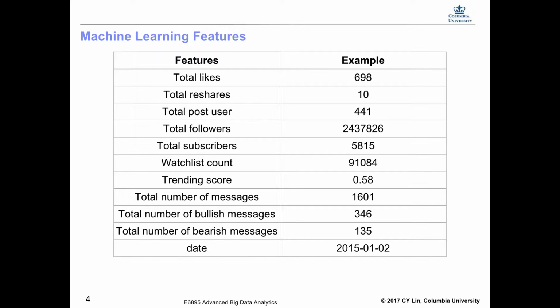Here are all the features that we used. For example, the total likes of the whole day, how many people shared it, how many users posted messages related to this stock, the number of messages that get posted, the total number of bullish messages, and the total number of bearish messages.